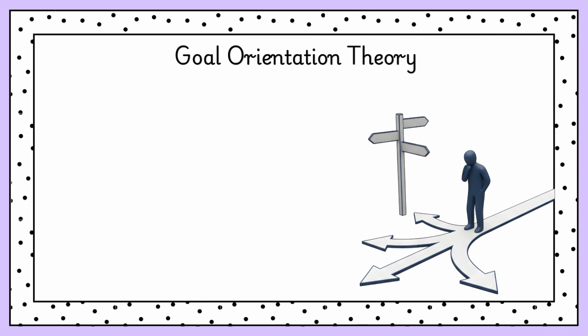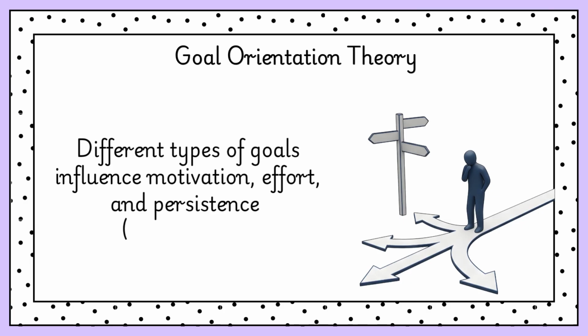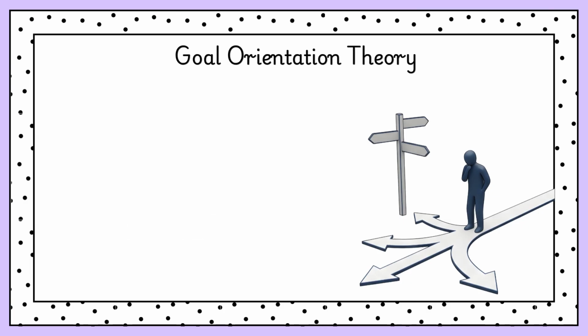Another theory to be used when motivating students is the goal orientation, or GO, theory. The goal orientation, GO, theory suggests that individuals approach achievement with different types of goals that influence their motivation, effort, and persistence. Jones 2015. The theory also suggests that personal beliefs about ability influence goal orientation.